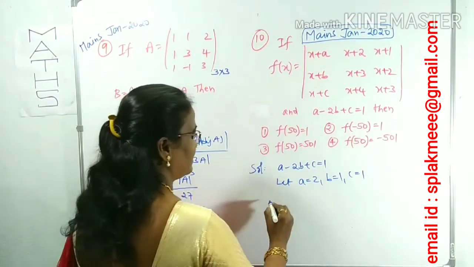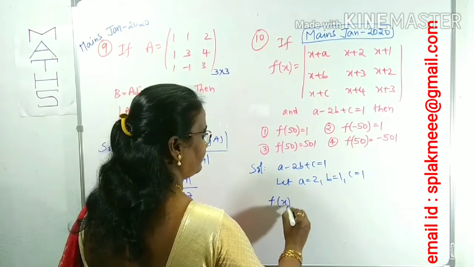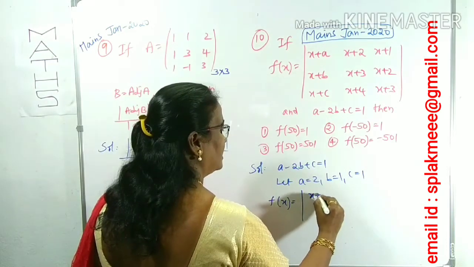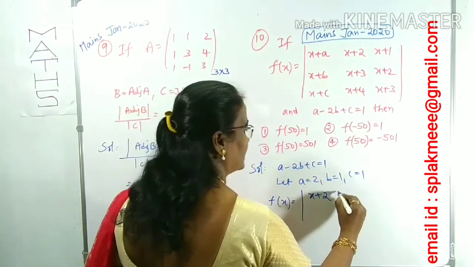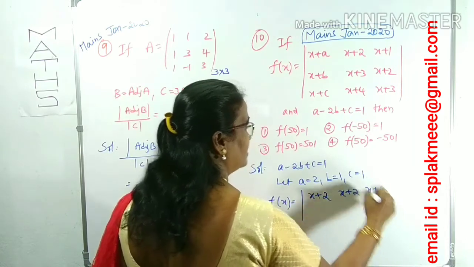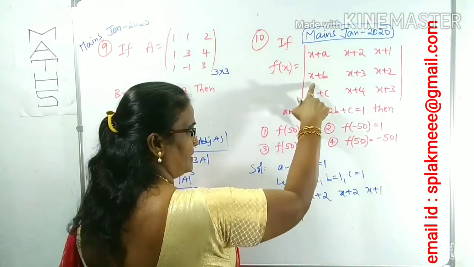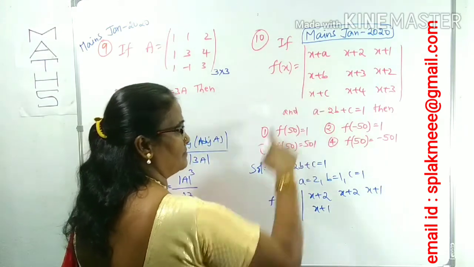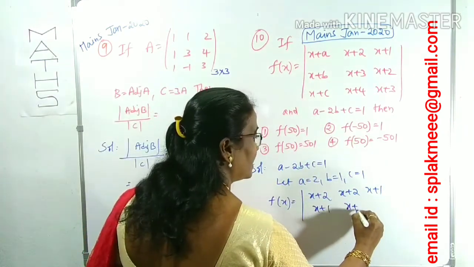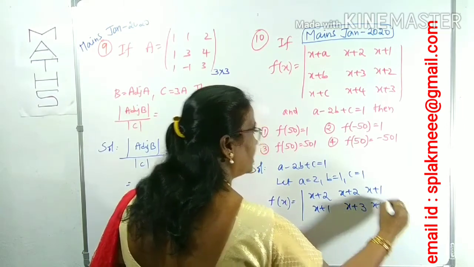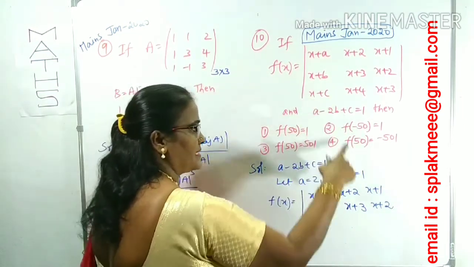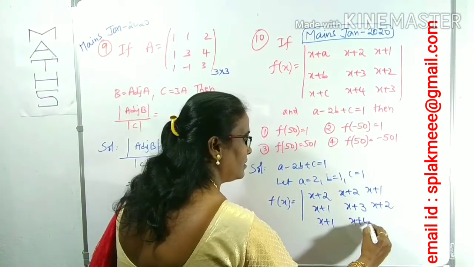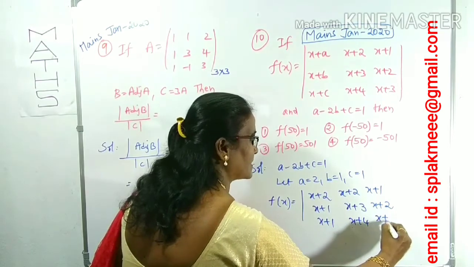Now the function becomes what? F of x. A is 2, that is x plus 2. Here already x plus 2, x plus 1. Here b is 1, that means x plus 1, second row, first element. Remaining two elements are as they are, x plus 3, x plus 2. Now what about the last row? X plus c, c is 1, so x plus 1, right? Here x plus 4 and x plus 3 as they are.